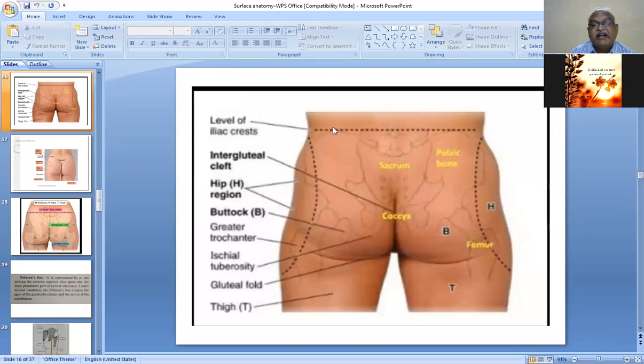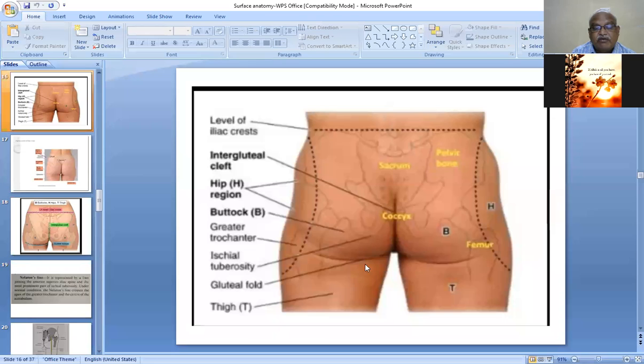Now, this is the level of the iliac crest. You see, the intergluteal cleft is also called the natal cleft. This is the buttock. This is the gluteal fold. This is the greater trochanter. This is the ischial tuberosity, where we sit. Between the ischial tuberosity and the ground where we are sitting, there are skin, superficial fascia, deep fascia, and fatty tissue.